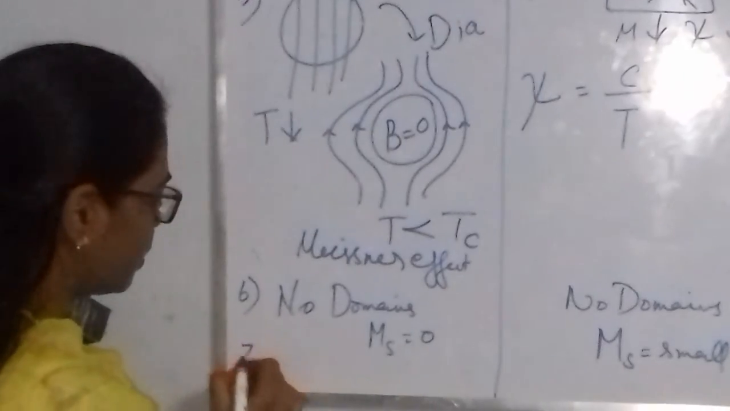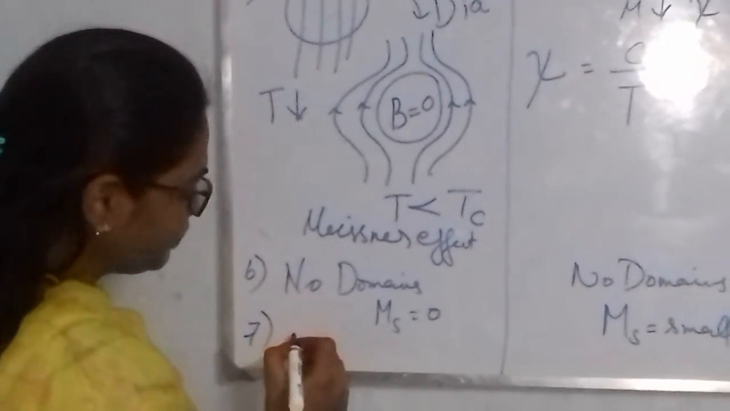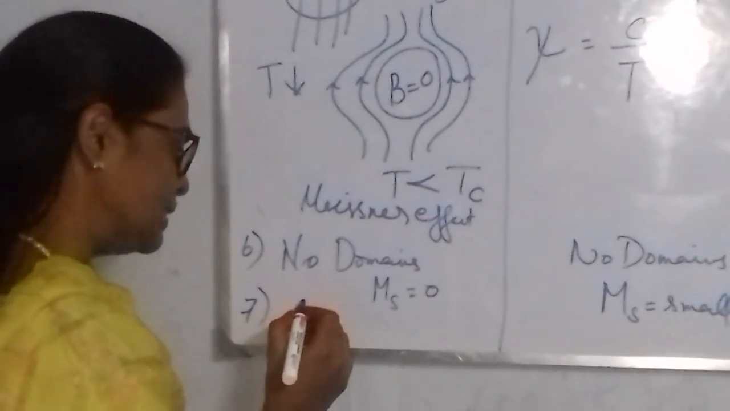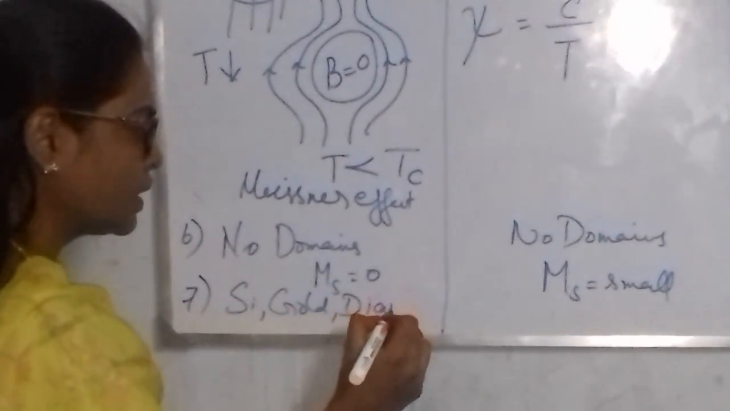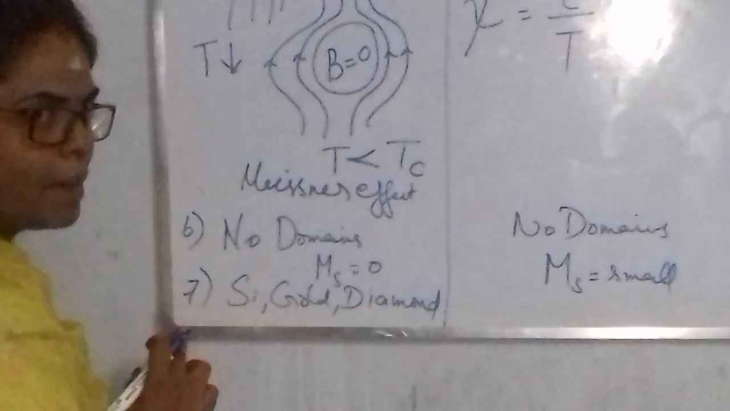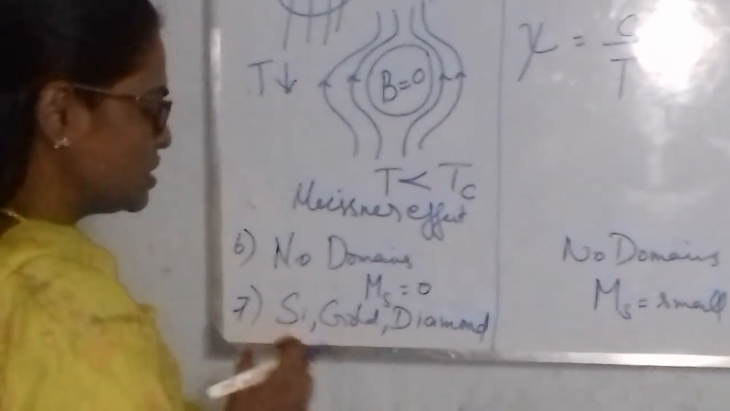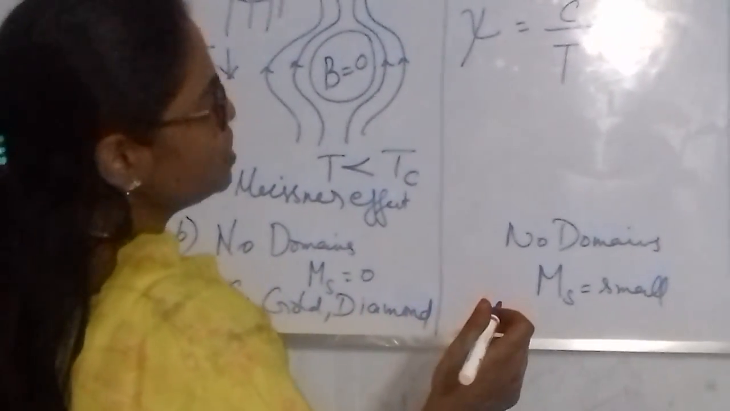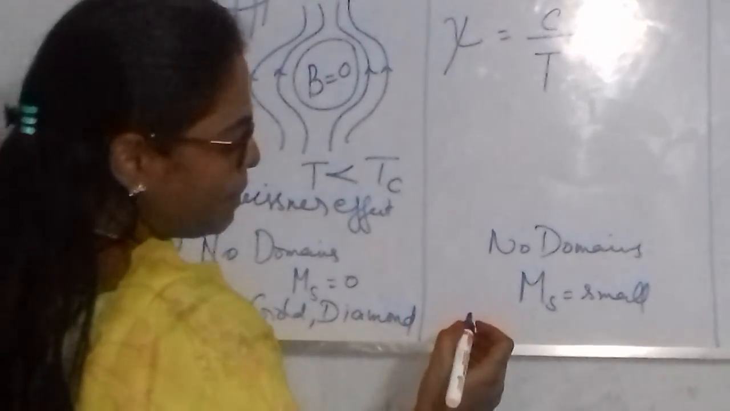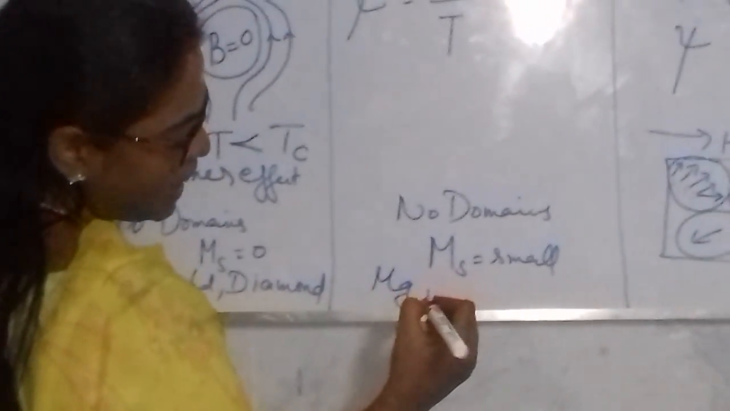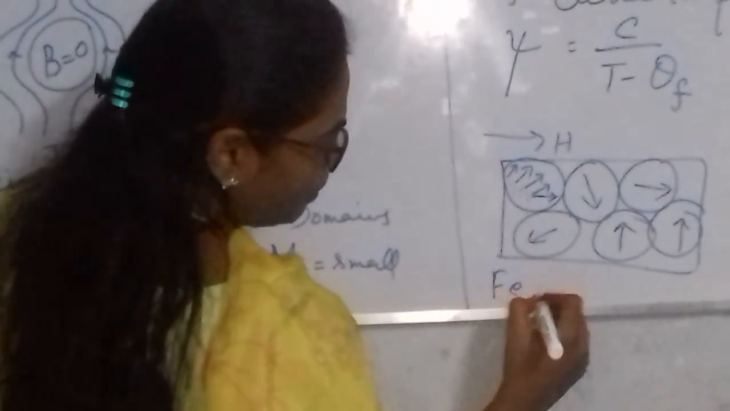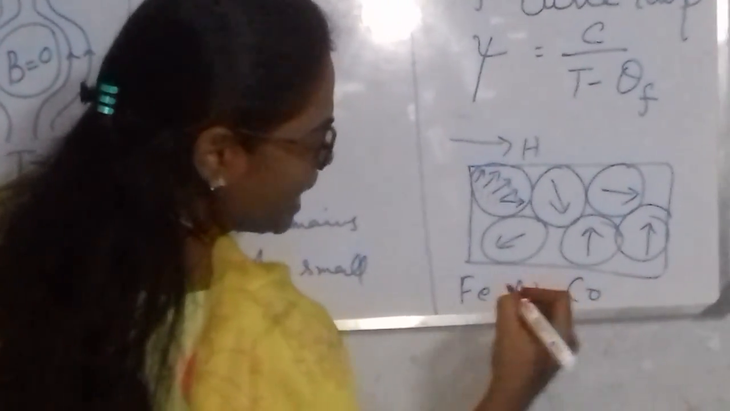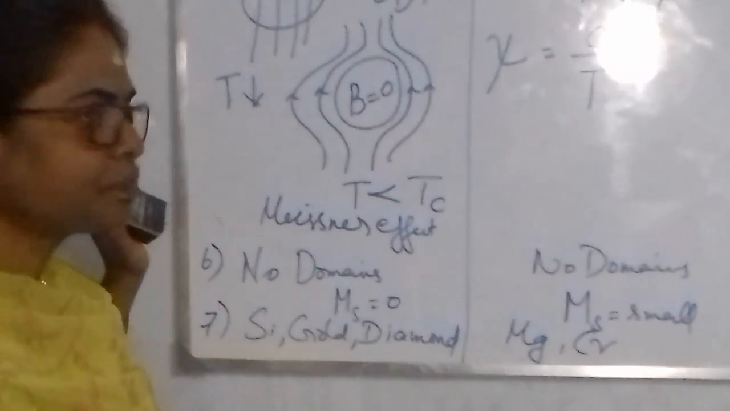Examples for diamagnetic, you can remember like this: silver, gold, diamond. There are many examples, but this is easy to remember: silver, gold and diamond, which are used for jewelry. Paramagnetic examples are magnesium and chromium, and ferromagnetic materials are iron, nickel and cobalt, and rare earth elements. Okay.